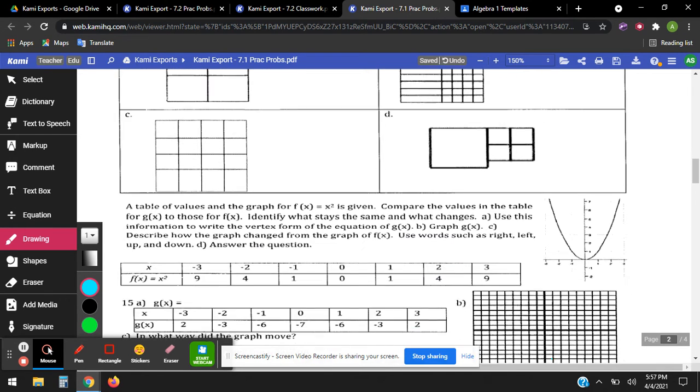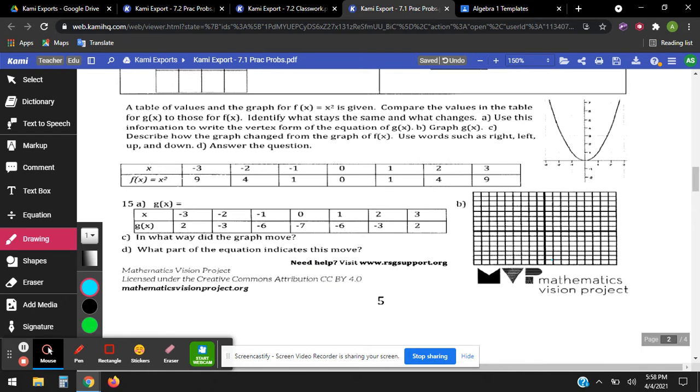A. All right, the table of values and the graph of f of x equals x squared is given. So compare the values in the table for g of x to f of x, and we're going to identify what stays the same and what changes. So we're going to try to figure out what we've done to do each one. Use this information to write the vertex form of the equation, graph g of x, and then describe how it's changed. So quite a few steps on this one. So to start with, let's just look at this first one. So I'm actually going to start by graphing. I'm going to stick with B because sometimes it's hard to figure out that equation first.